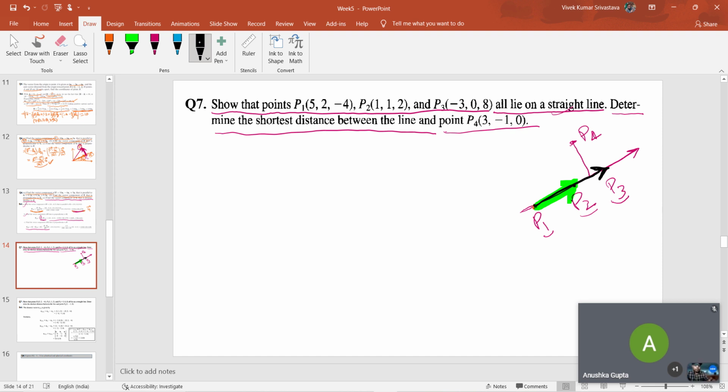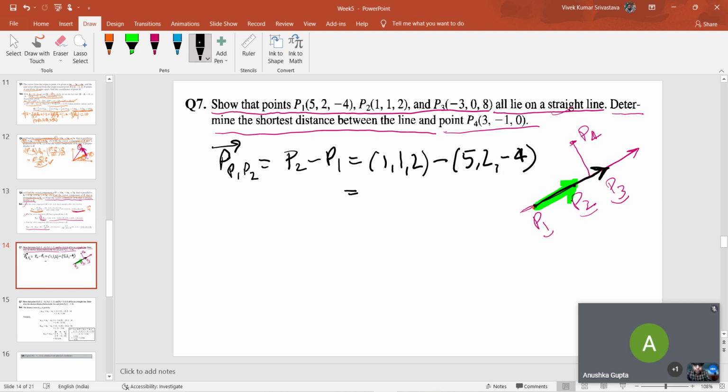So suppose this vector, let us say p1 p2, you can find as p2 minus p1. So p2 is already given to you, that is 1 comma 1 comma 2 minus 5 comma 2 comma minus 4. So you can find out the value of p1 p2, and then you can find out the value of p1 p3.